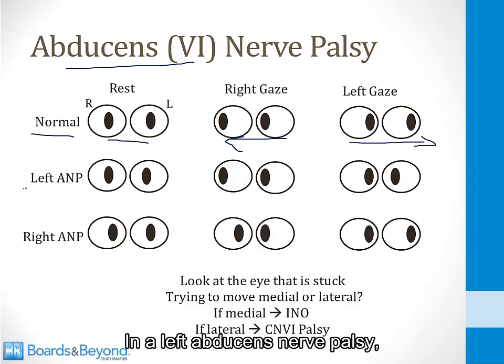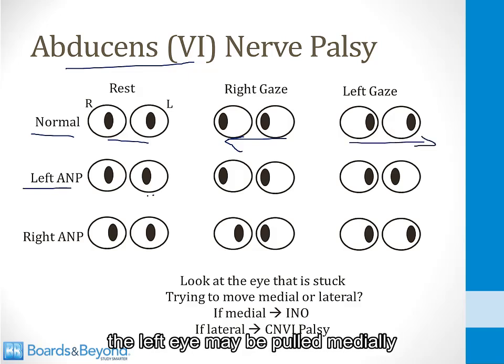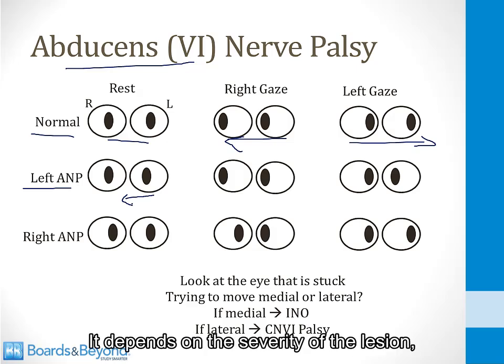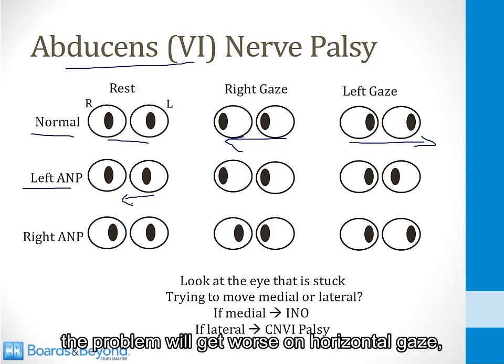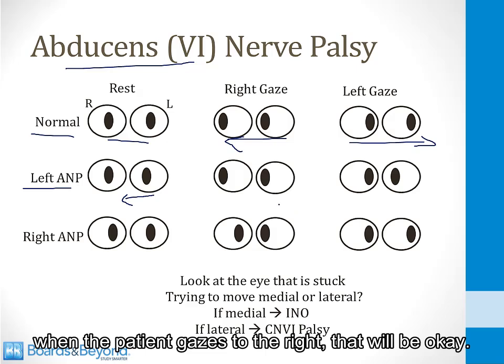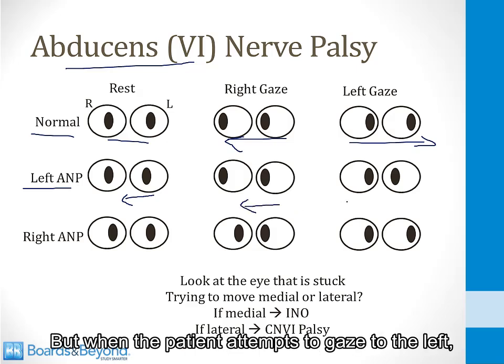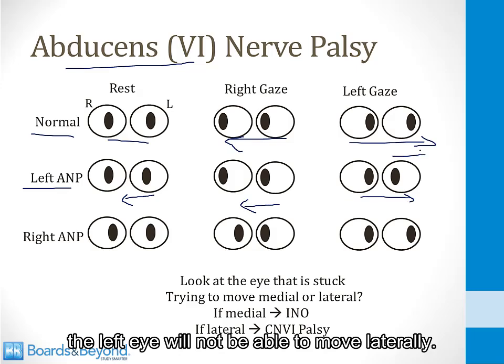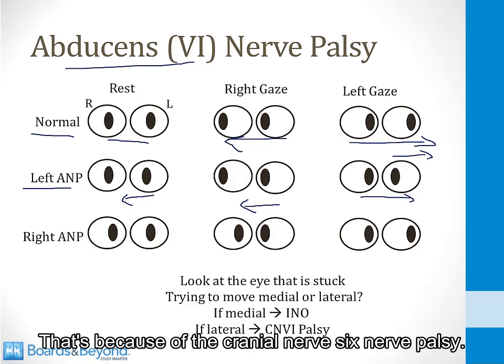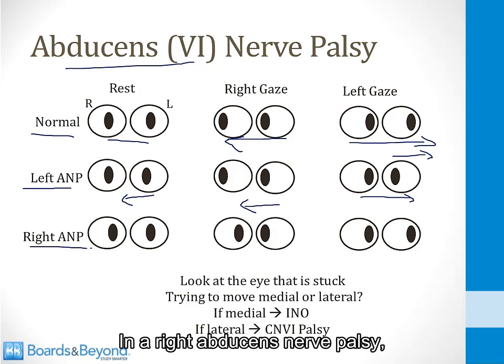In a left abducens nerve palsy, the left eye may be pulled medially because the lateral rectus muscle is not functioning normally. It depends on the severity of the lesion. But whether the eye is medial or not, the problem will get worse on horizontal gaze. When the patient gazes to the right, that will be okay. But when the patient attempts to gaze to the left, the left eye will not be able to move laterally. That's because of the cranial nerve 6 nerve palsy. In a right abducens nerve palsy, the findings will be the opposite.